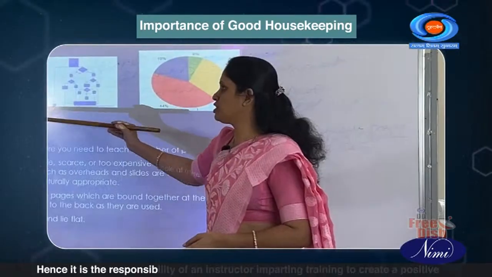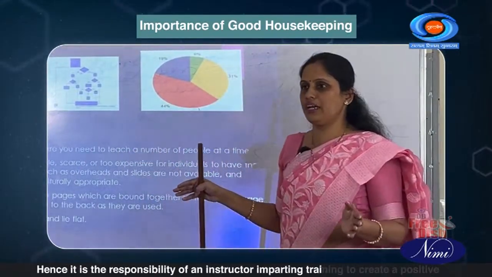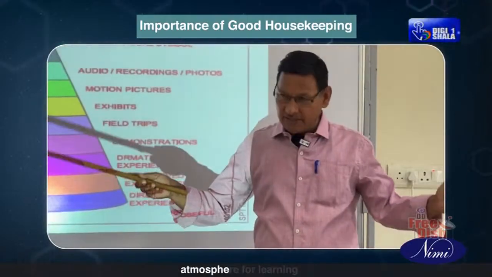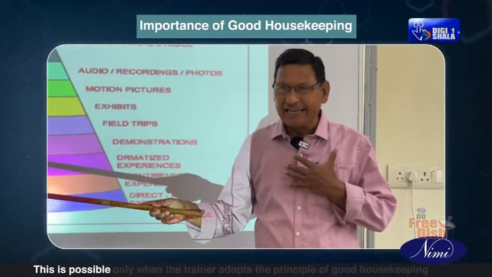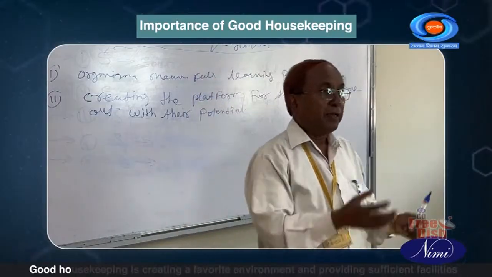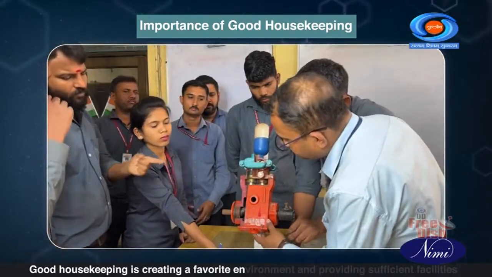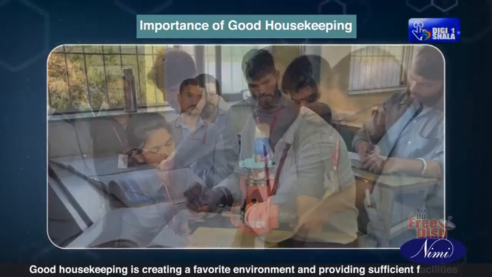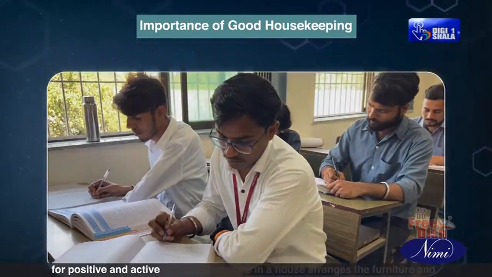Hence, it is the responsibility of an instructor imparting training to create a positive atmosphere for learning. This is possible only when the trainer adopts the principle of good housekeeping. Good housekeeping is creating a favorable environment and providing sufficient facilities for positive and active learning.